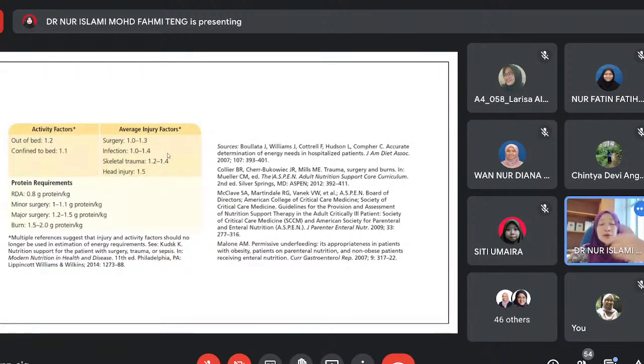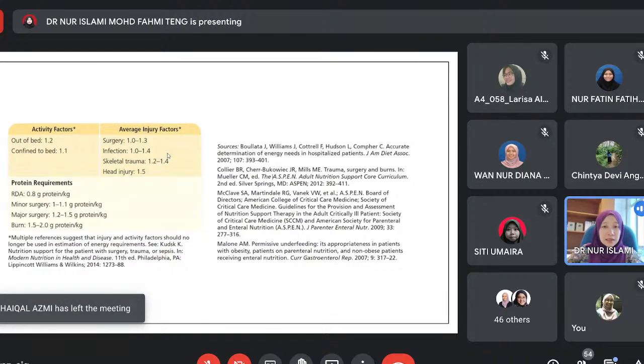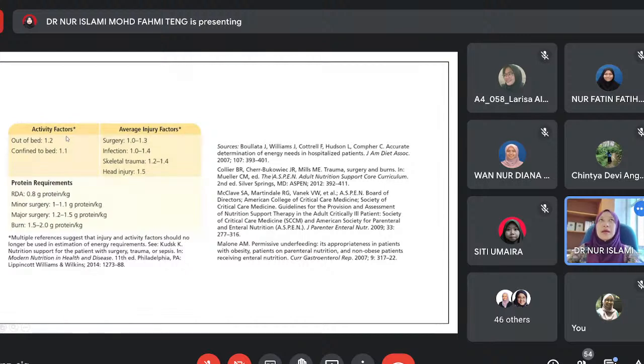Go back and look into your nutrition assessment textbook and lecture notes on how to choose which formula to use to determine the energy requirement. For myself, I always use the quick method. The quick method is the easiest way to determine the energy, but of course you must compare with a few other formulas as well, for you to get the most justified energy requirement that you can give to the patient.